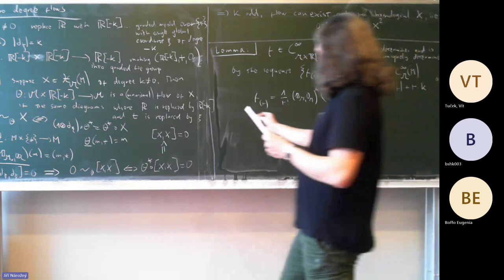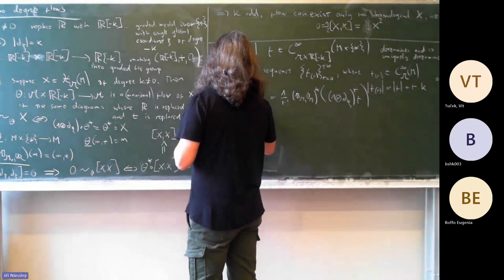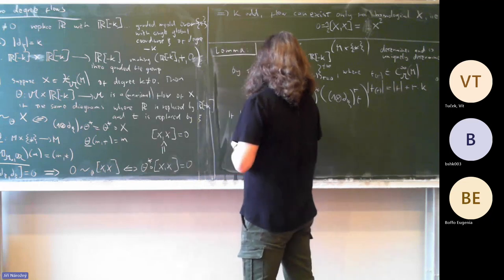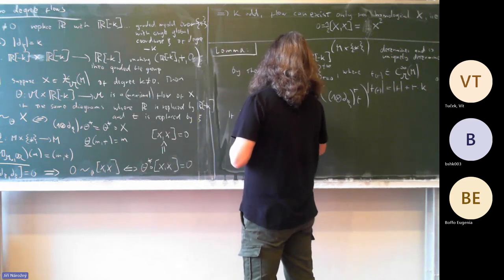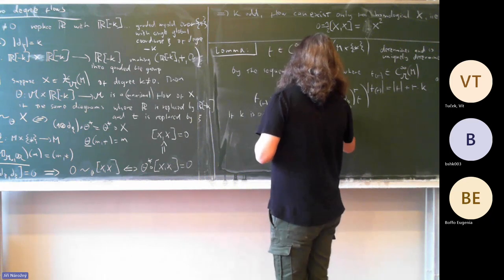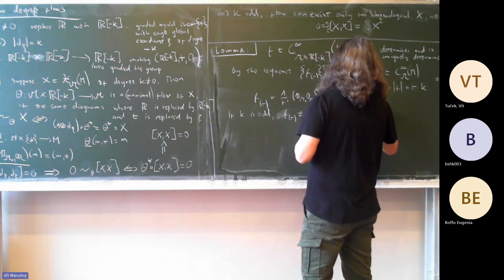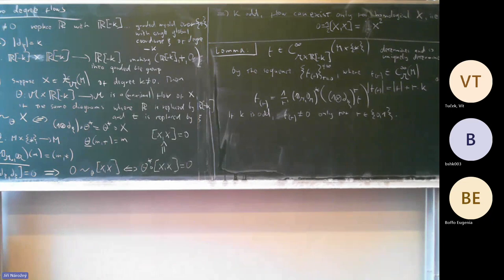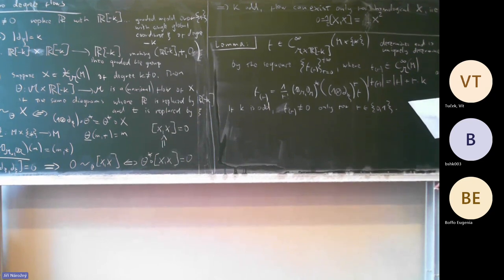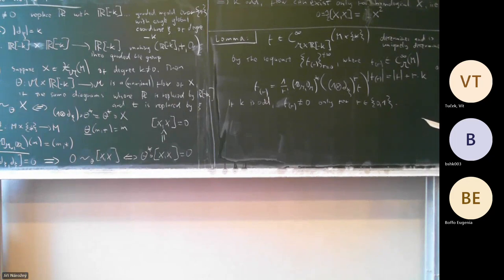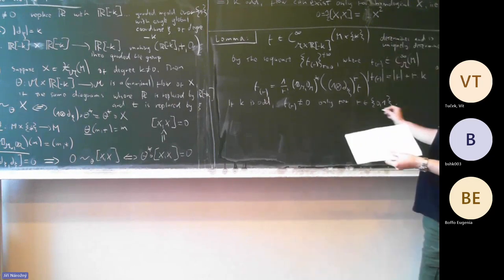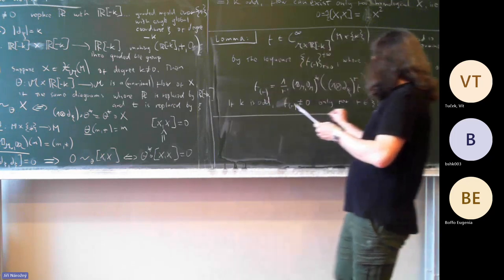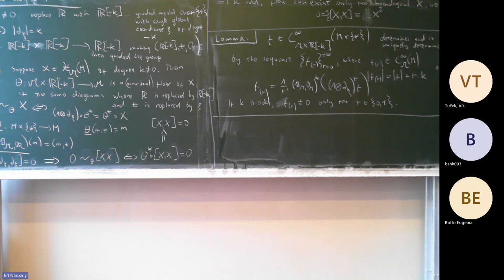Of course, if K is odd, sorry, f_r is non-zero only for r equal to 0 or 1, because if xi is an odd parameter, of course there is no xi to the power 2 or 3. Yeah, okay, and the proof is straightforward. And I will tell you, it's not difficult.